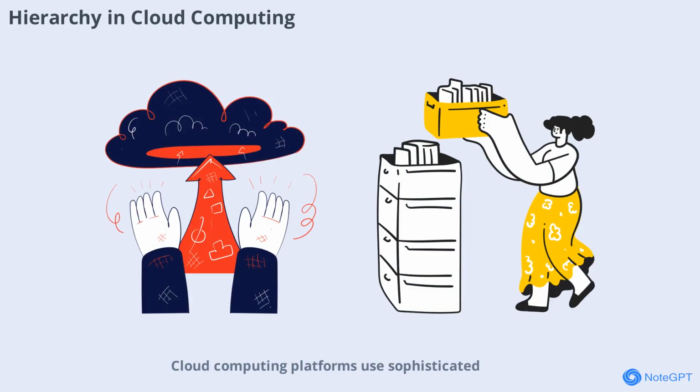Cloud computing platforms use sophisticated memory hierarchies to deliver services efficiently. Data is cached close to users for fast access, while less used information is stored in large, remote data centers. This approach balances speed and cost, ensuring reliable service for millions of users worldwide.